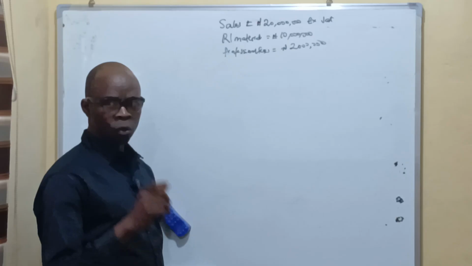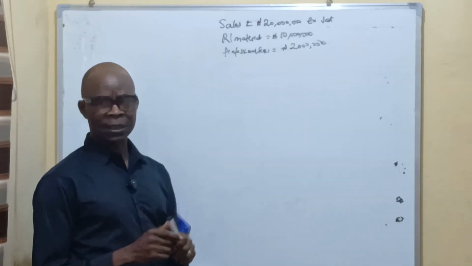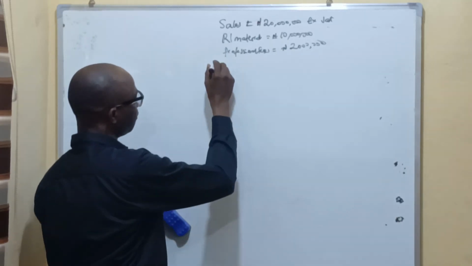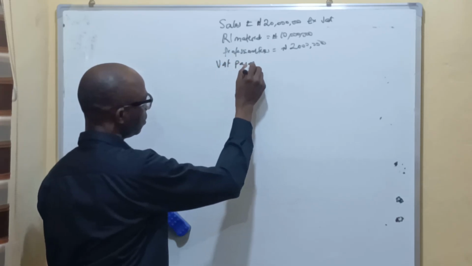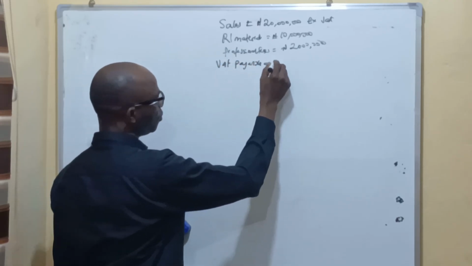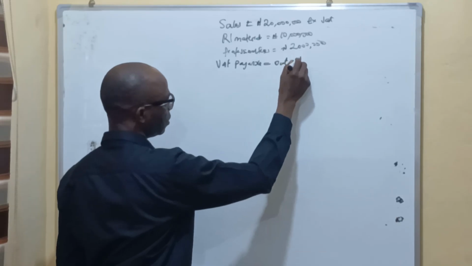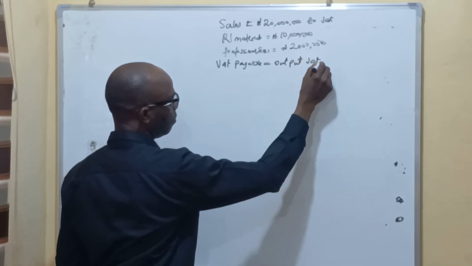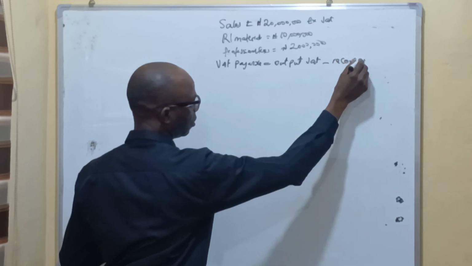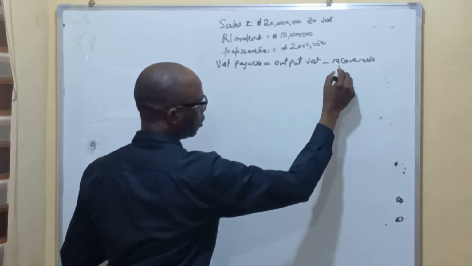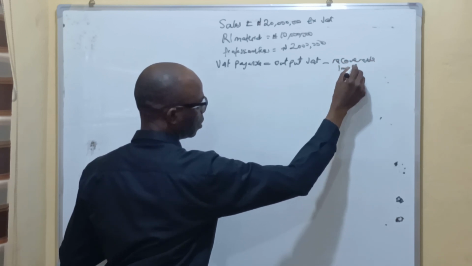So now let's follow the steps. But before we look at the steps, take note of this formula: VAT payable is equal to output VAT minus recoverable input VAT.